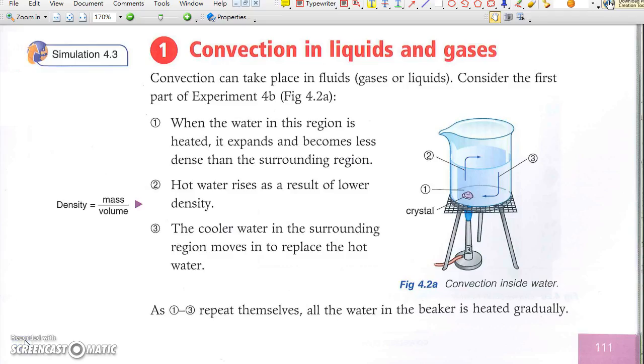1. Convection in liquids and gases. A convection current starts from heating one part of the liquid or gas. The fluid there becomes warmer and expands a bit. The density decreases, and due to gravity, it rises. When it rises, it loses heat as it mixes with the cooler fluid. Eventually, it cools down and sinks later.